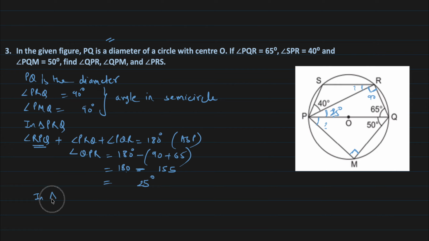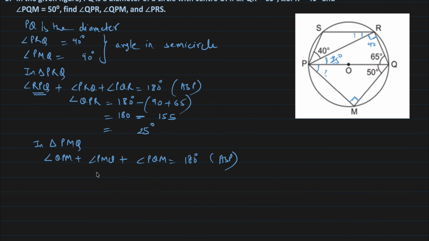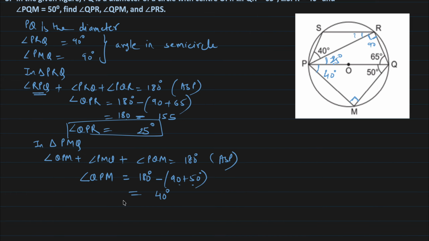Same way, in triangle PMQ, you have angle QPM plus angle PMQ plus angle PQM is 180, angle sum property. Using the same thing, we will be calculating angle QPM, which is 180 minus (90 plus 50), right? So that's 140, so it's 40 degrees. Okay, so this is 40. Clear, students? This is also done. So two angles we have already calculated. This is this, and this QPM is also 40, right?